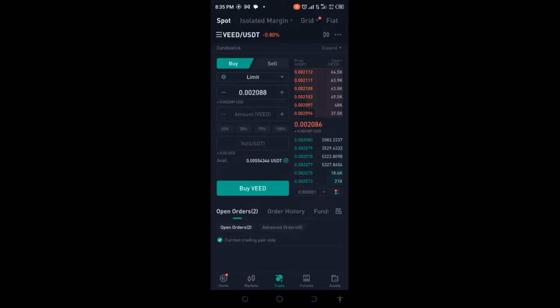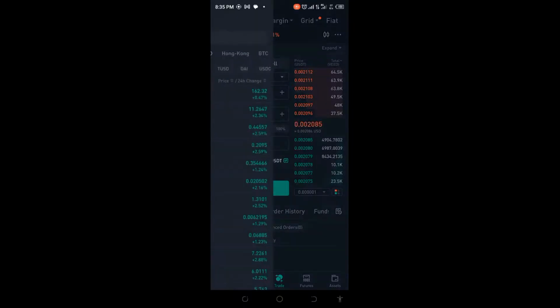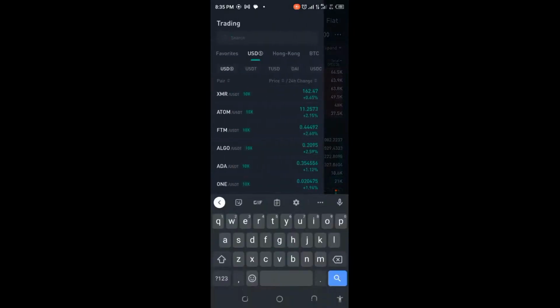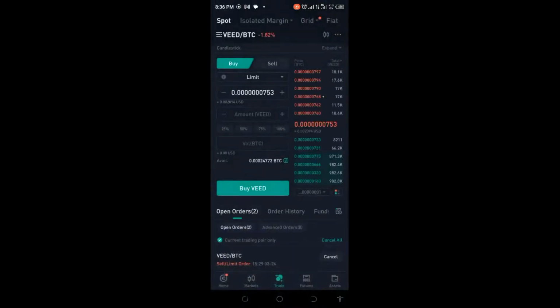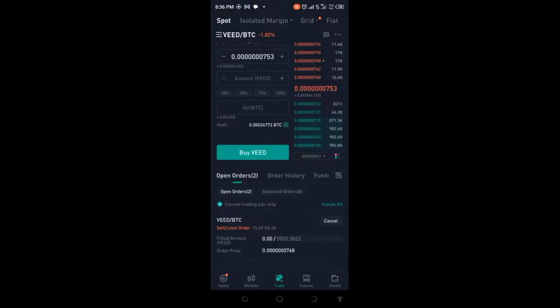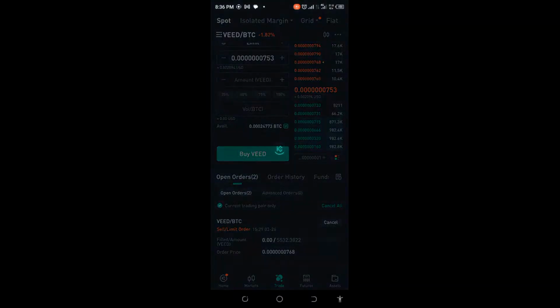002088, and we bought at 2069. So let's see how we can change this back to USDT. I'm so excited. We've been waiting in the queue for VID BTC, and right now it's gone up a bit, as you can see. So what am I going to do? Cancel it, of course.